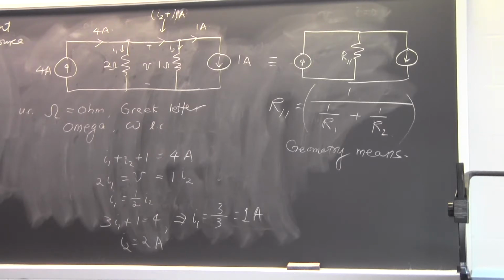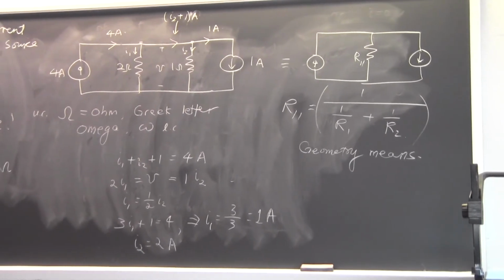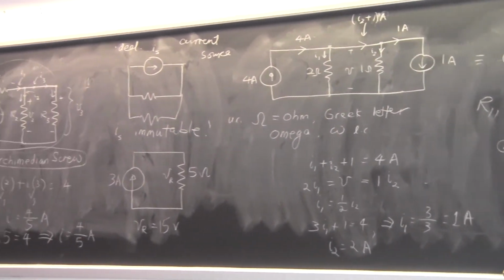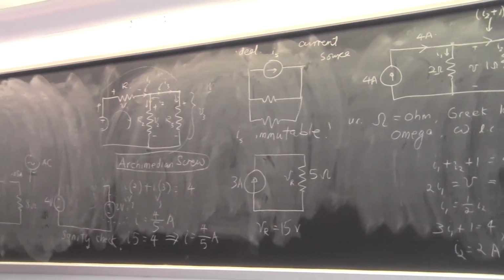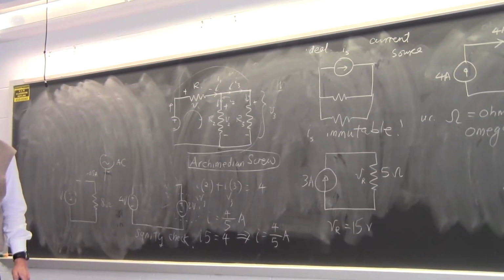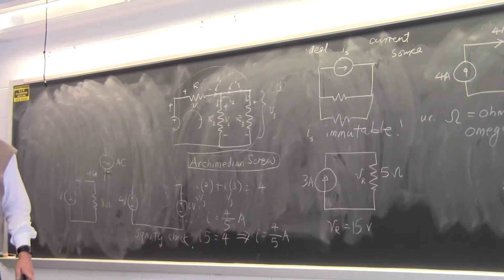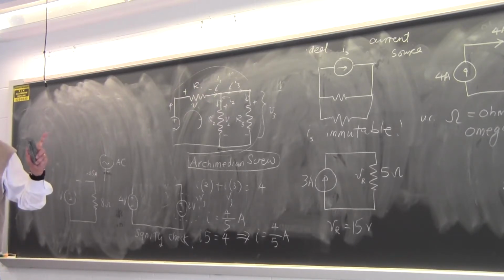And the geometric means of two resistors is always higher or lower than the individual resistors. Which one is the true state? Lower. If R1 and R2 are connected in parallel, the geometric means of the parallel connection is always lower than the lowest resistor in the circuit.